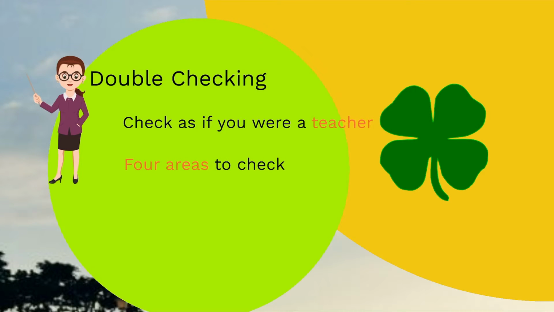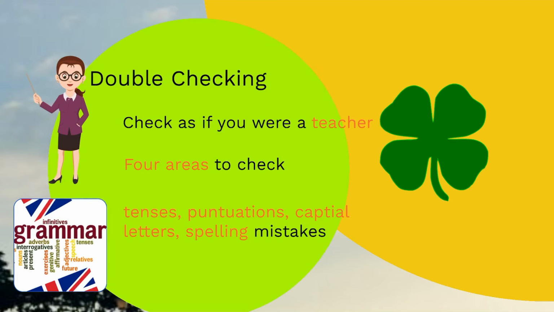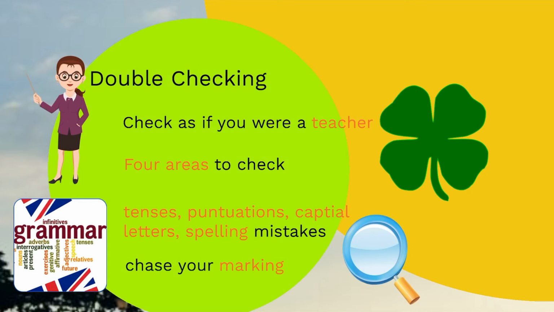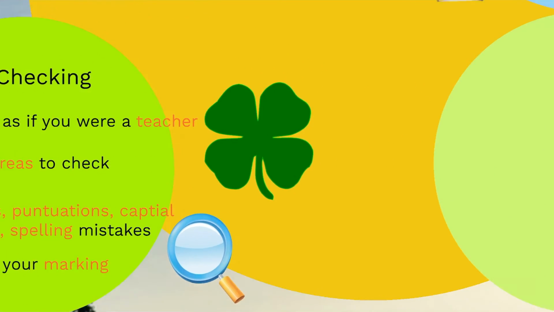Then you could start using another technique with the eyes of a teacher. There are four main areas we should focus on when we are double checking. By checking tenses, punctuation, capital letters, and spelling of your answers, you could avoid many of the mistakes. Last important thing, remember to trace back the marks that you have made for those doubted answers.